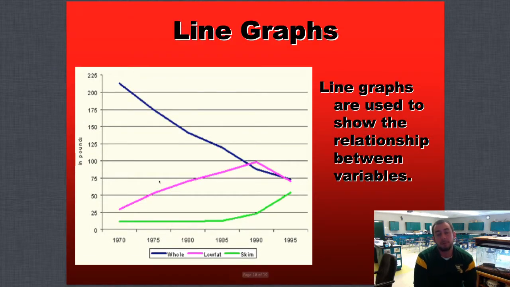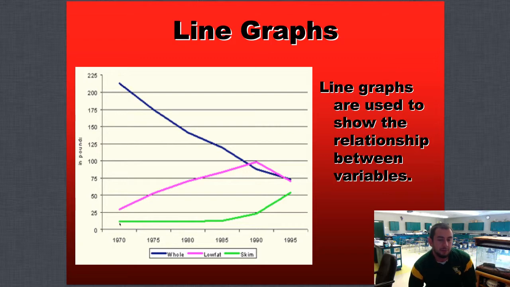The line graph is probably the one that you will need to know the most and be able to read the most. It is used to show relationships between variables. In this case, this graph is a little bit off. It does not have a title, so I'm not sure what it's referring to, but I'm guessing it's milk because it has whole, low fat, and skim, all types of milk. And this is in pounds. Maybe it's consumption of milk throughout the years.